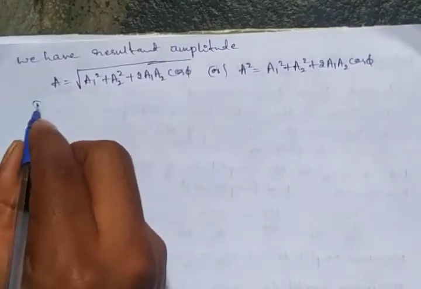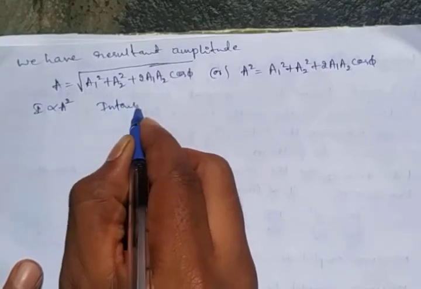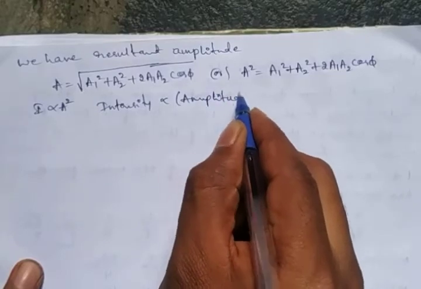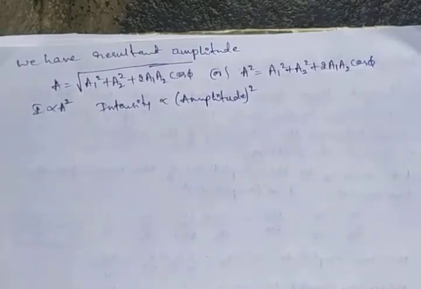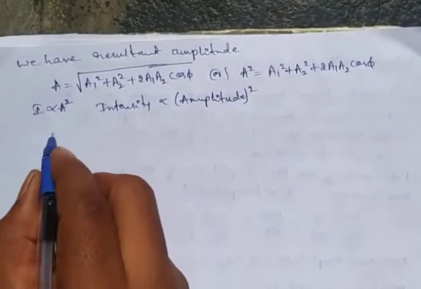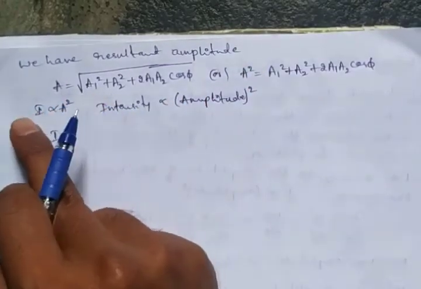The concept we know is that intensity is directly proportional to the square of the amplitude. So we can write intensity is directly proportional to amplitude square. Now just apply. For A square, the final intensity we write as I, because I is directly proportional to A square. In the place of A square we can write I.